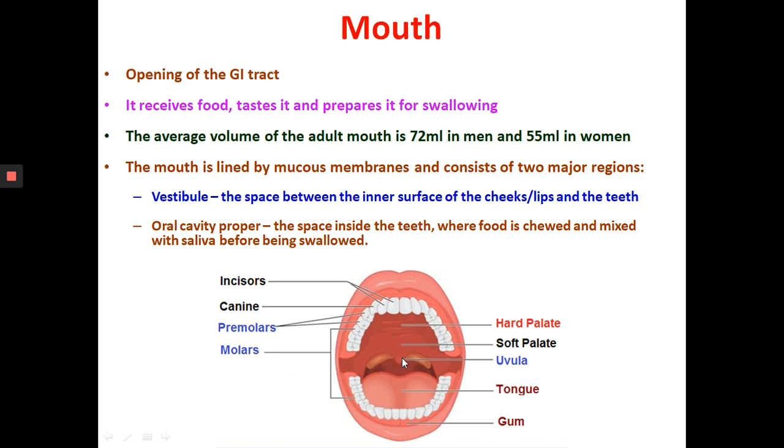Uvula is a conical projection at the back of the soft palate at the middle, composed of connective tissue containing a number of racemose glands and some muscular fibers. It also contains many serous glands which produce thin saliva. It has a major role in keeping the mouth wet.